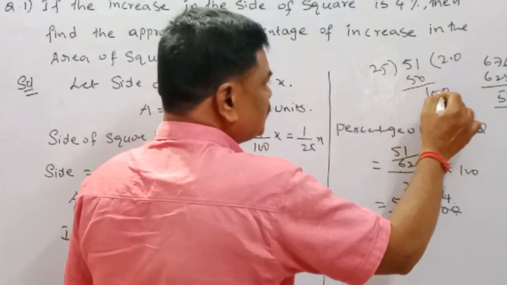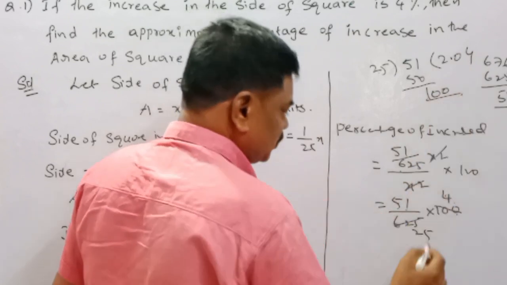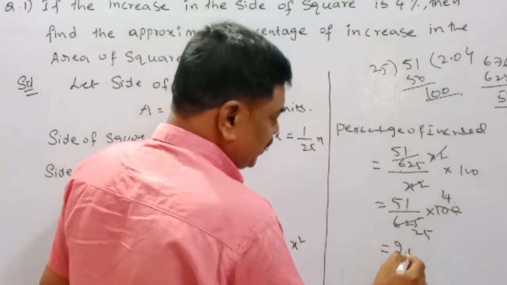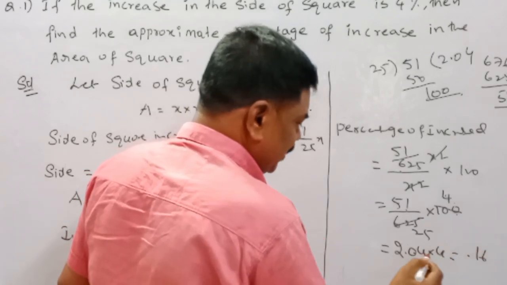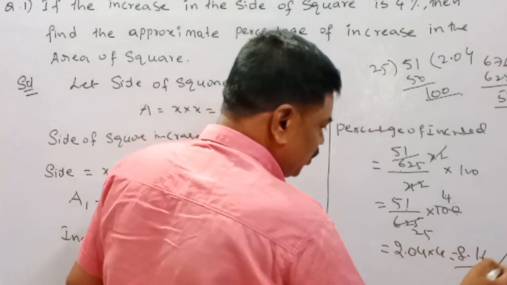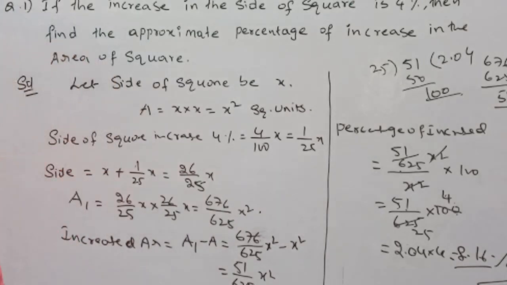51 by 25 is 2.04. Into 4. 4 into 4 is 16, and 4 into 2 is 8. 8.16% is the increased percentage of area. When the side is increased by 4%, then the total area increases by 8.16%. Okay, all of you.